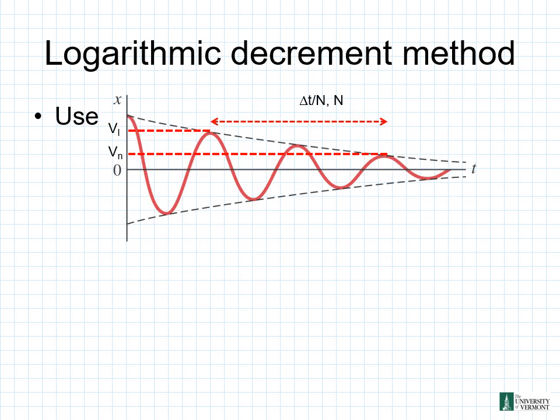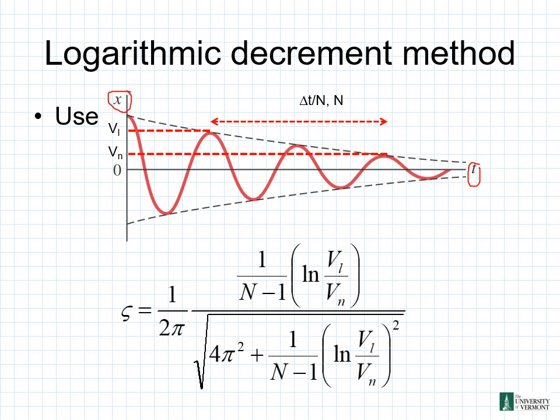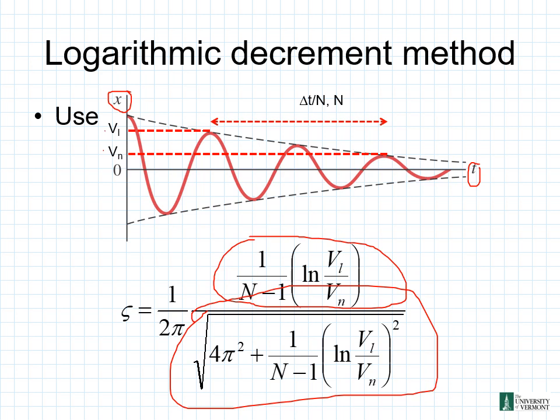So we'll utilize this plot here to relate to our equation, where we have time going across this axis right here, and our values for x up here on this axis. And we have our relationship here for our damping ratio. We have 1 over 2 pi times, on the numerator up here, 1 over n minus 1 times the natural log of VL over Vn. We can see there's our VL right there, there's our Vn right there from our plot above, all over our denominator here, which is the square root of 4 pi squared plus the quantity 1 over n minus 1 times the natural log of VL over Vn, squared.